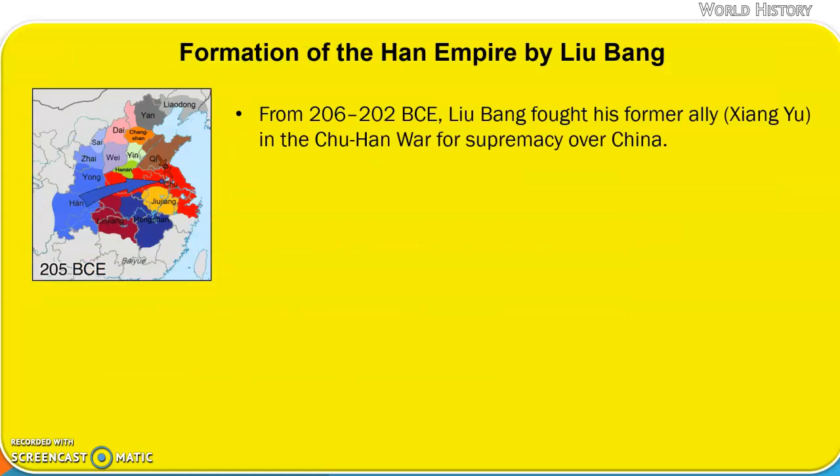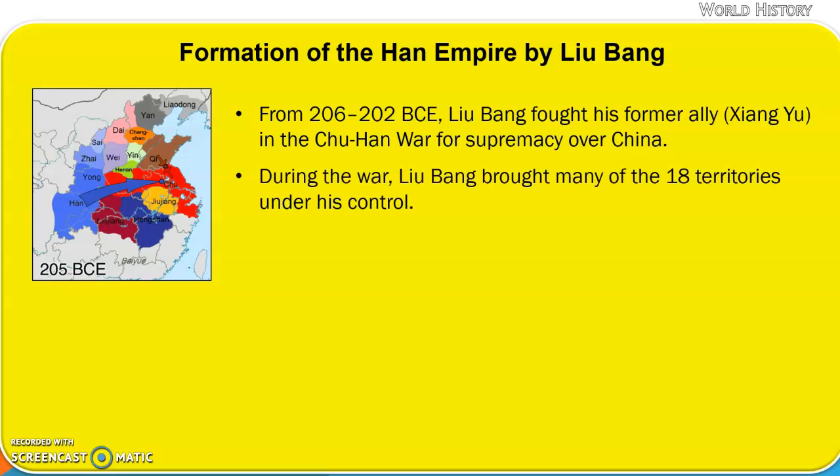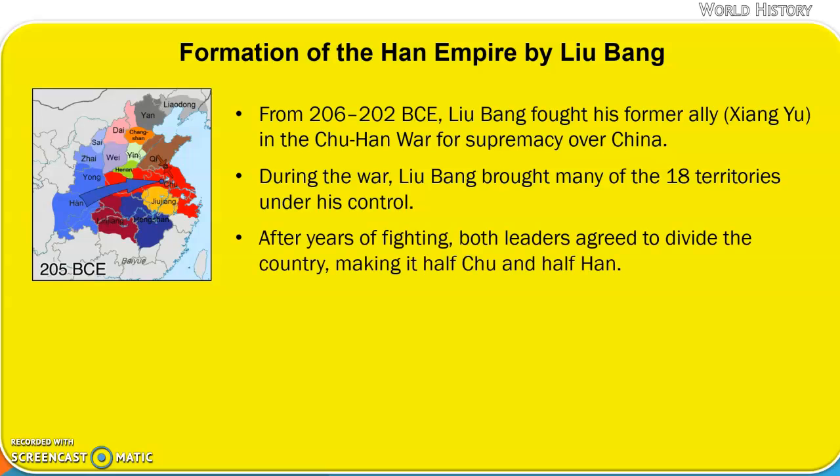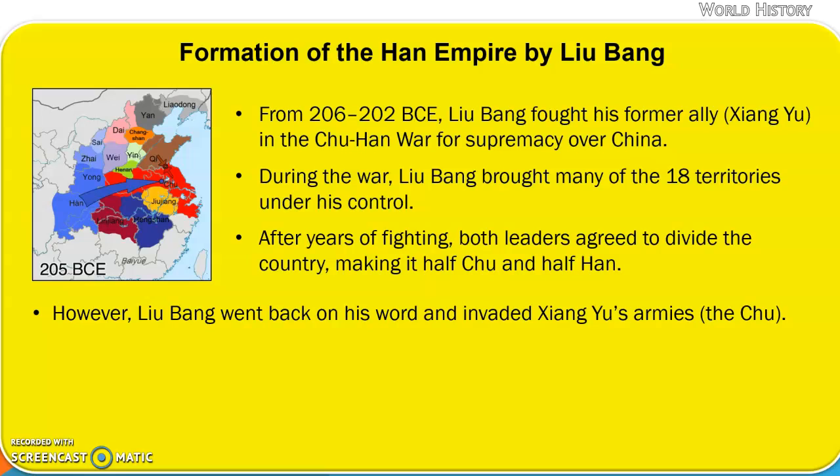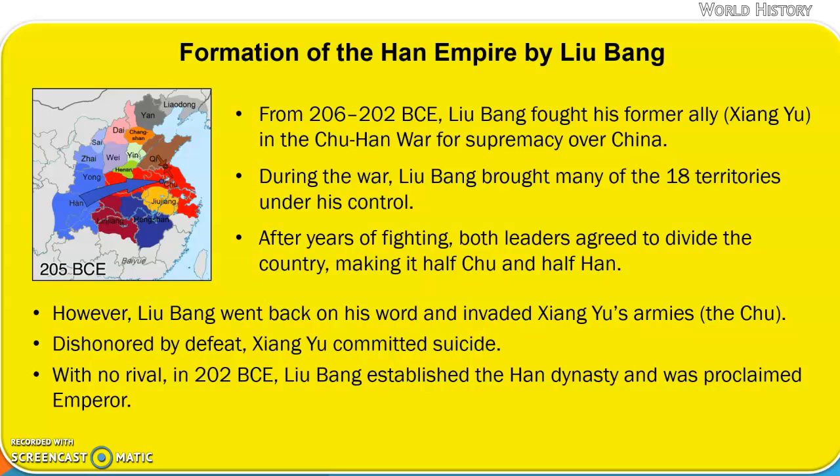But what happened? From 206 to 202, Liu Bang fought his former ally. They ended up having infighting between each other for power. During the war, Liu Bang brought many of the 18 territories under his control. After years of fighting, both leaders agreed to divide the country, making it half Chu and half Han. However, Liu Bang went back on his word and invaded Xiang Yu's armies. Dishonored by defeat, Xiang Yu committed suicide. With no rival in 202 BCE, Liu Bang established the Han Dynasty and was proclaimed emperor.